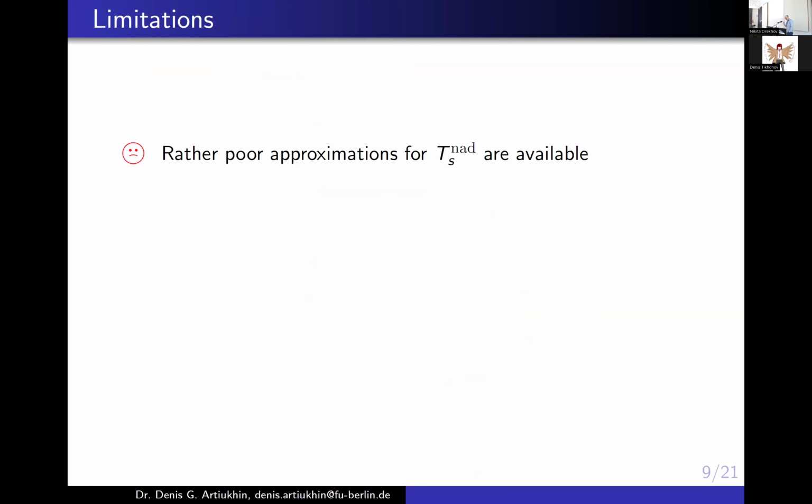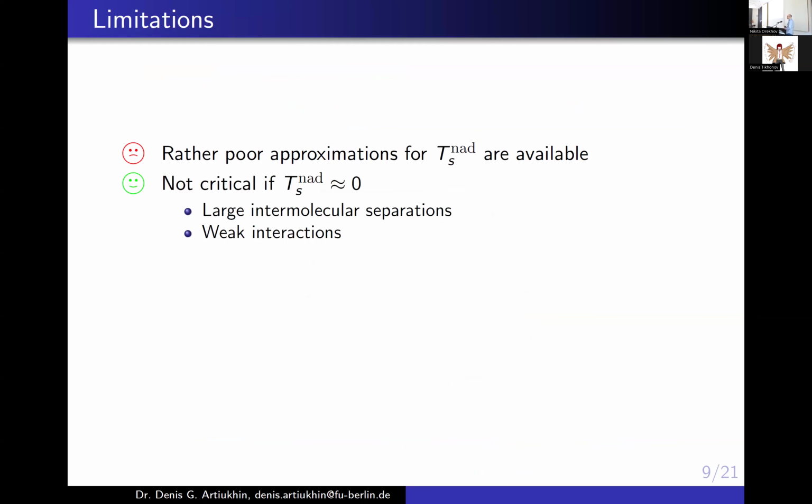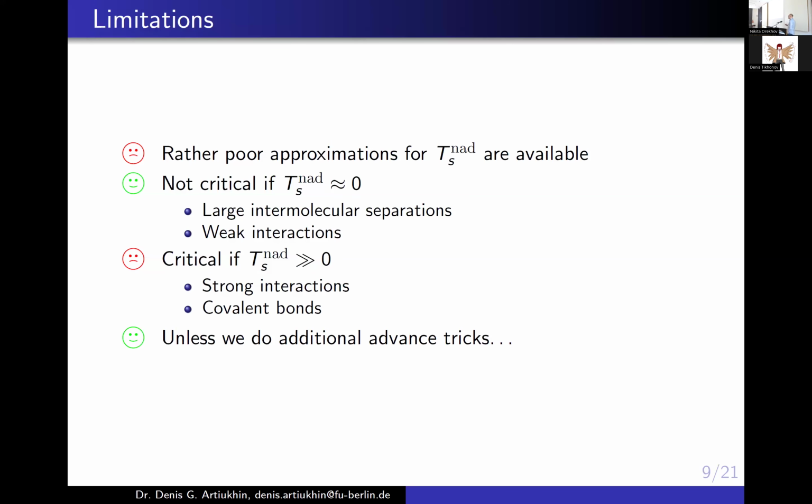As I said, there are no perfect or very accurate approximations for this non-additive kinetic energy. That's not necessarily a problem if subsystems are separated far away from each other in space, or they're just weakly interacting. Then this contribution is nearly zero. However, it becomes a problem if we have strong interactions, because then the contribution grows. The worst case scenario is if we have one big molecule and we try to cut it into pieces. We can't cut through covalent bonds. This entire approximation will just break, unless, of course, we do some advanced tricks, but that's a story for another time.